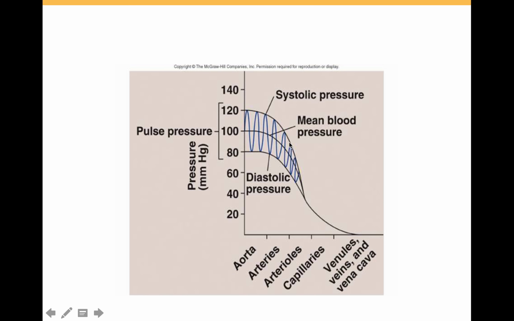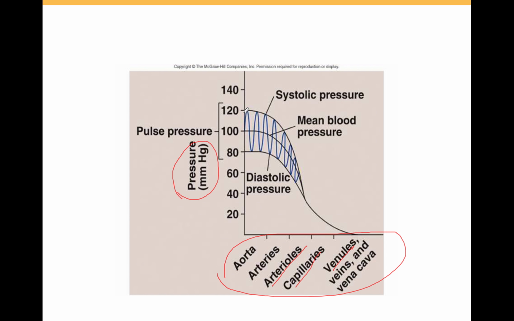Let me show you this picture. So in this picture, what we're looking at is the pressure within the blood vessels in millimeter of mercury. And on the x-axis, basically the blood vessels we talked about. Aorta, which is the largest blood vessels. Arteries, which basically implies your muscular or distributing arteries. Arterioles, capillaries, venules, veins, and vena cavas.